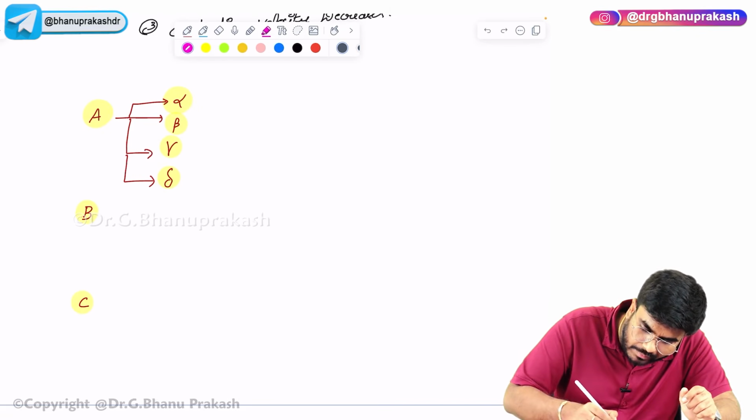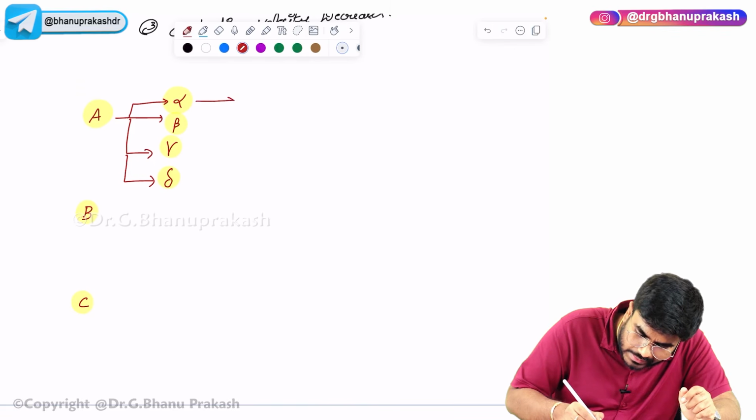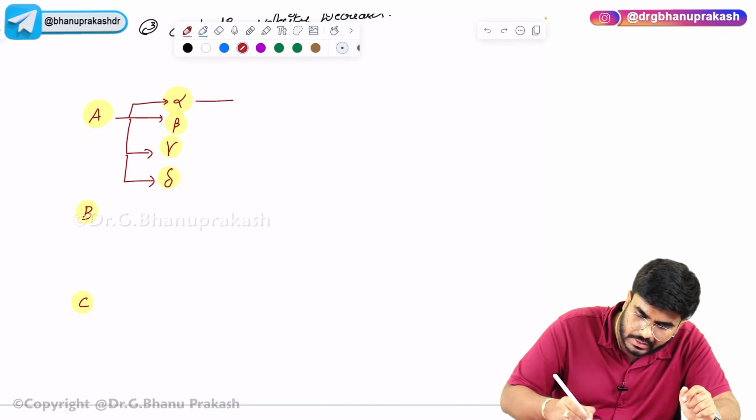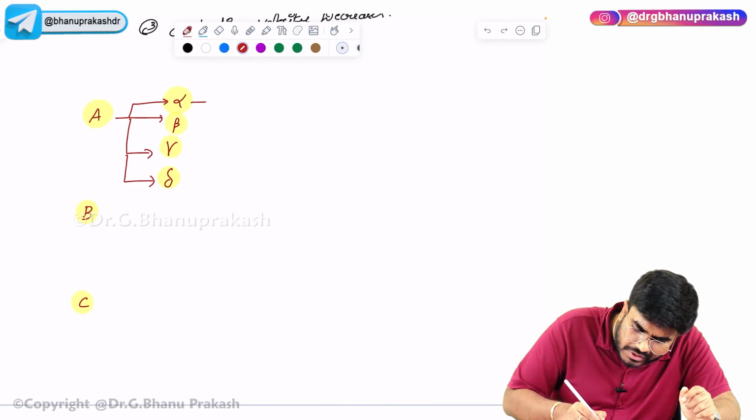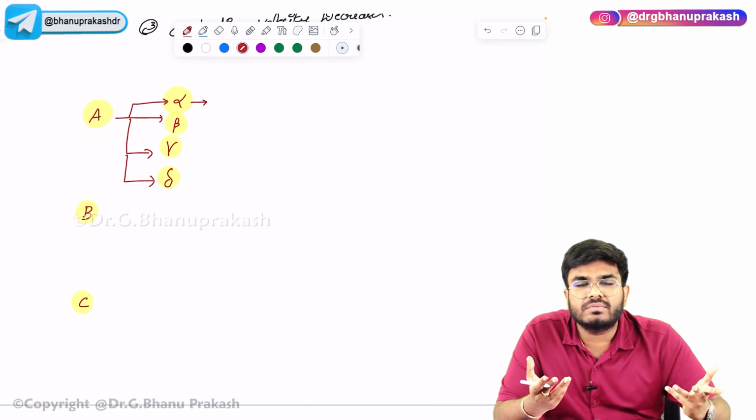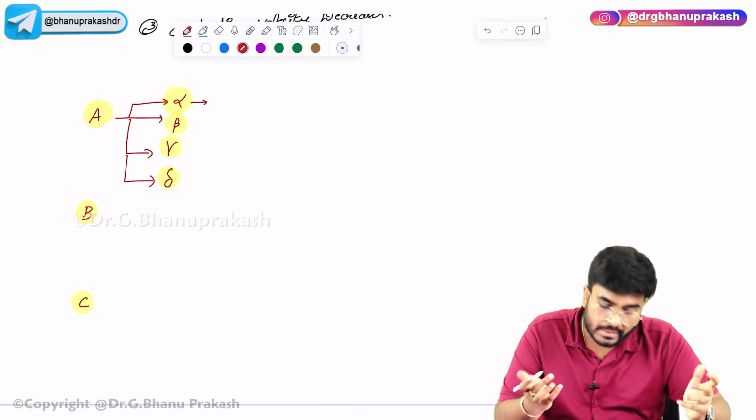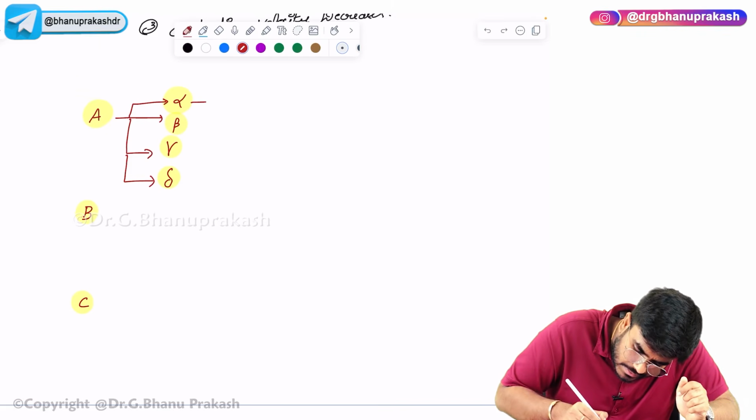Now, who are the A alpha fibers? Which neurons are the A alpha fibers? It's very simple. I'm talking about the function. What is the function of the A alpha fibers? They have two functions. A alpha fibers, they are motor.